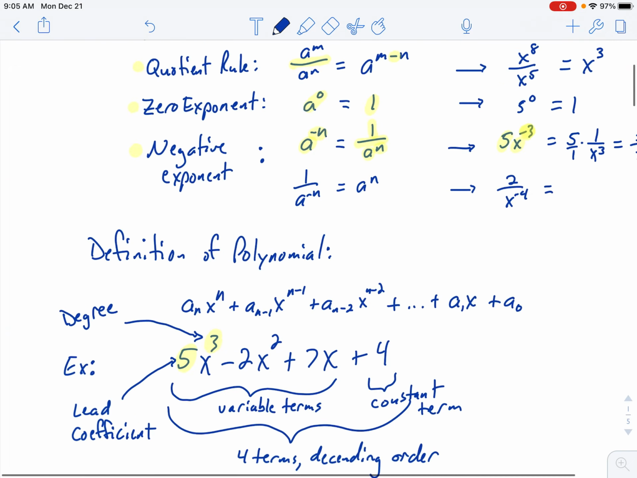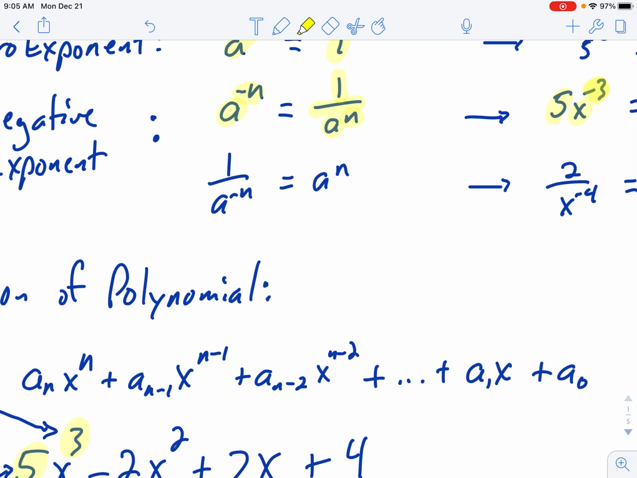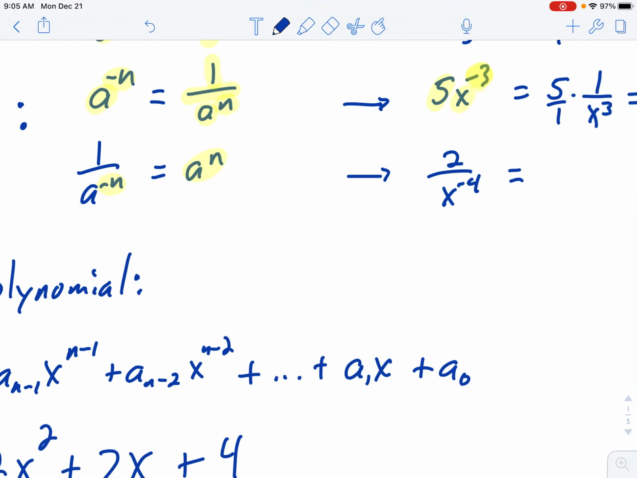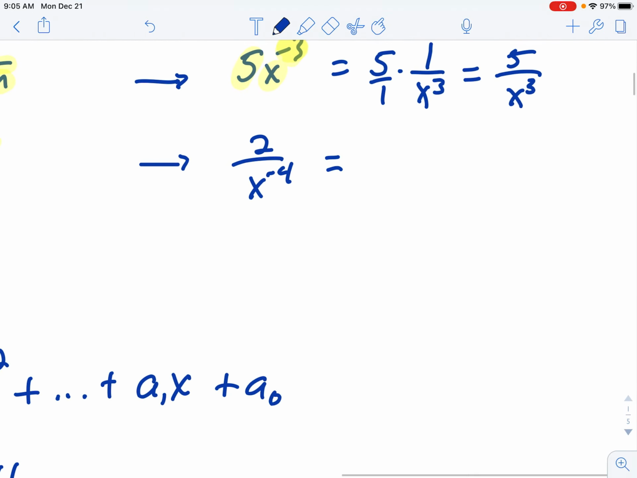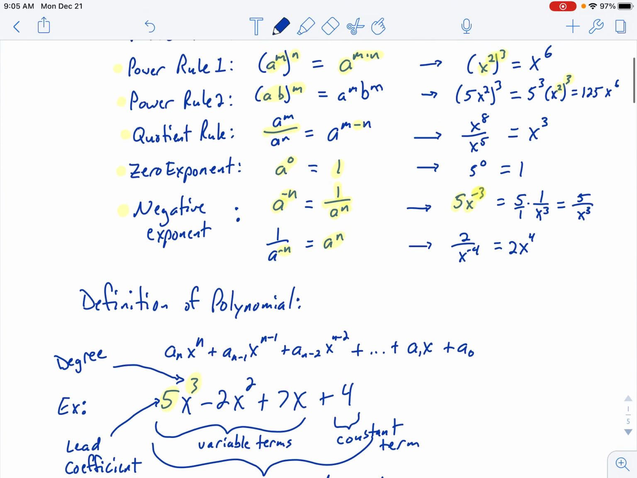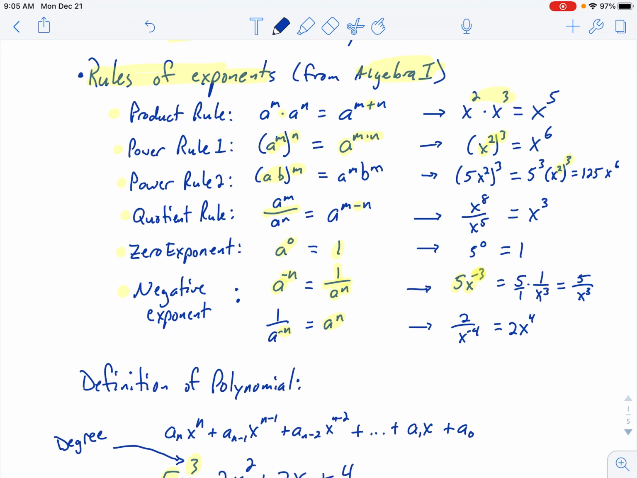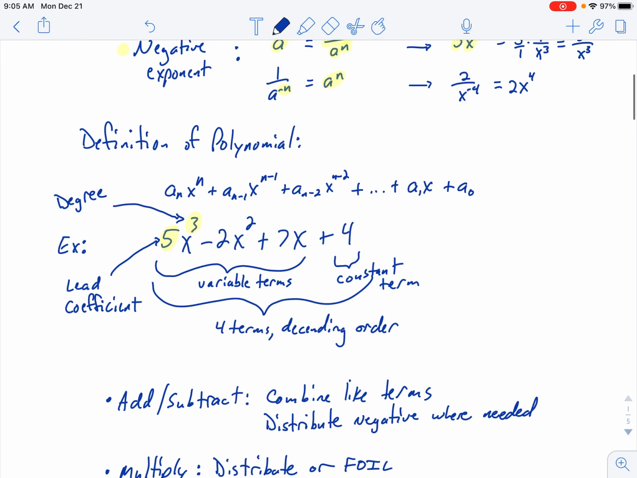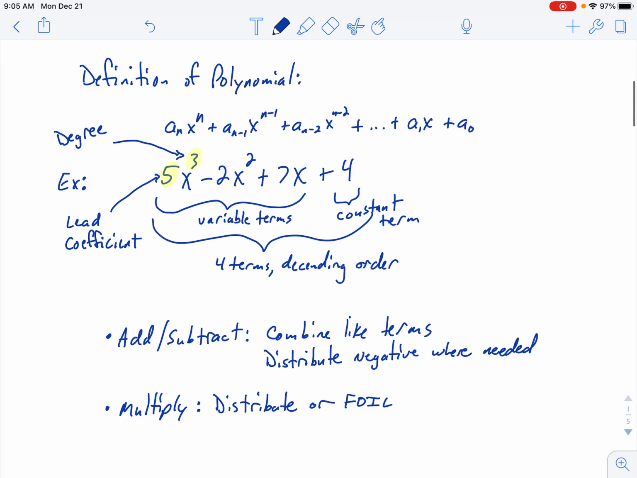The second version of this negative exponent rule is 1 over a to the negative n. So this is already sort of flipped. It starts out that way. That negative exponent basically unflips it, makes it a to the positive n power. So if you have, for example, 2 over x to the negative fourth, it becomes 2x to the positive fourth. So those are the basic rules of exponents from Algebra 1. There are several exercises where we will practice these. Then we will get into polynomials in general.